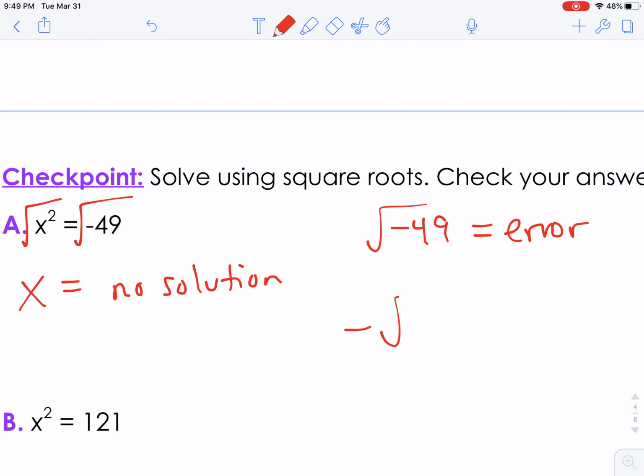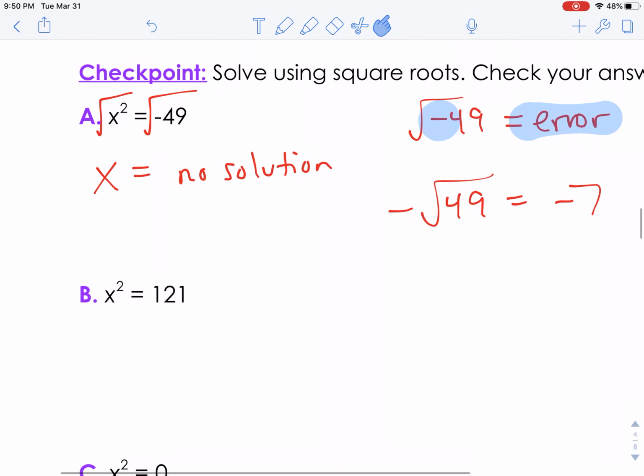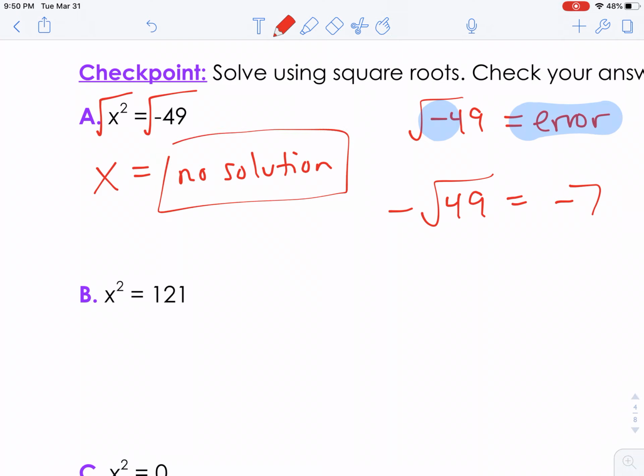If the negative sign were outside of the radical, that's okay. You'll get a negative 7 when you do that, because the square root of 49 is 7, and then the negative sign gets applied after you do the radical. But if the negative sign is under the radical, that's impossible. You cannot square root a negative number. Okay? So the answer to this one is actually no solution. So that's a tricky one that's going to show up from time to time that you have to remember.